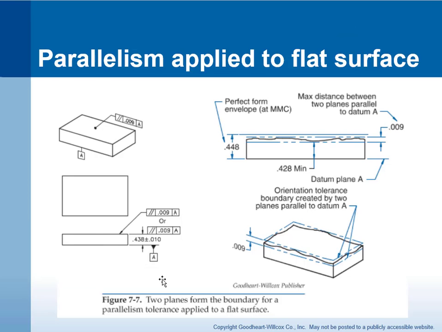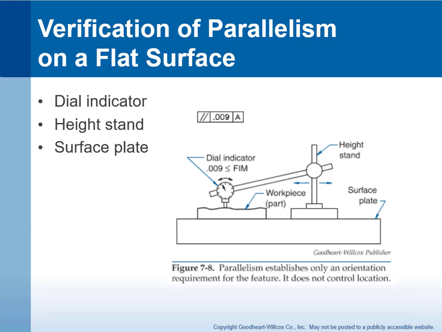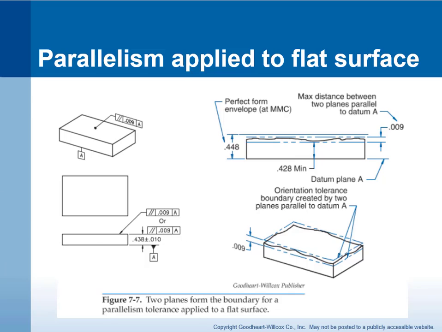Okay, so what we have here is a prismatic block. We have a datum A, which is the lower surface. Here we have a feature of size, which is a thickness, 438 plus or minus 10 thousandths. And then we have the parallelism tolerance here of 9 thousandths to A. Okay, so what we're showing here is the perfect form envelope at MMC. This is the 448. That would be the maximum thickness.